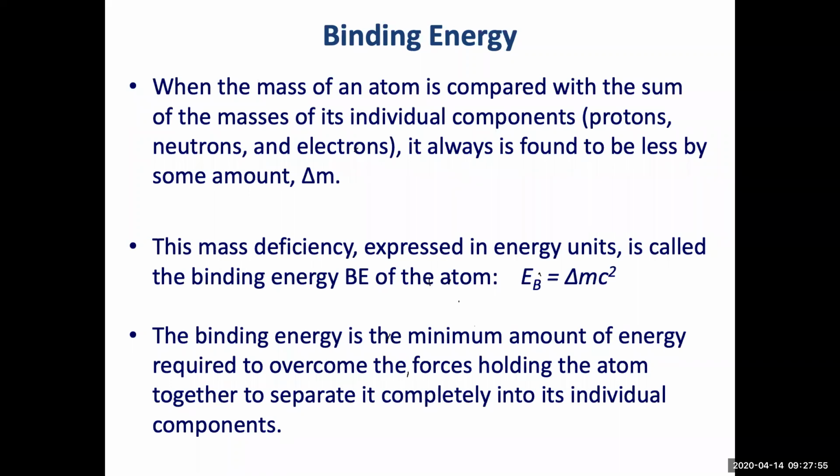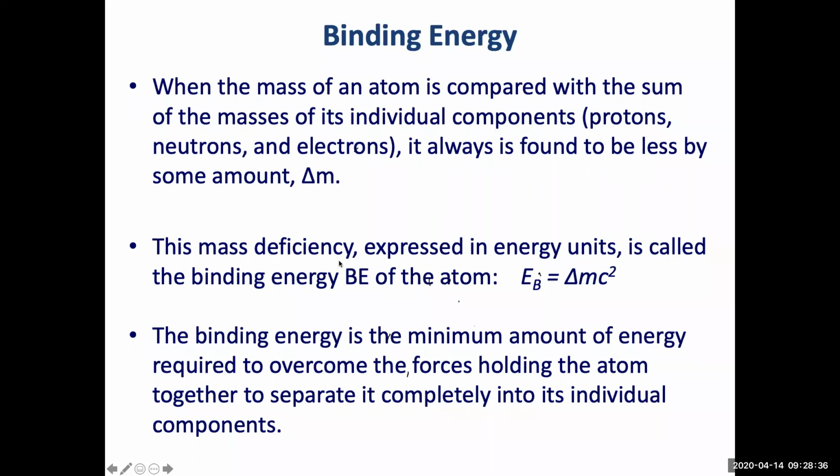Binding energy was already covered in the previous lecture, but I will review nuclear binding energy with you right now. When the mass of an atom is compared with the sum of the masses of its individual components, that is, we take the mass of the atom itself and sum the individual masses of a proton plus a neutron plus an electron, the mass of the atom is found to be less than the total mass of its components. This difference in mass is called the mass deficiency.